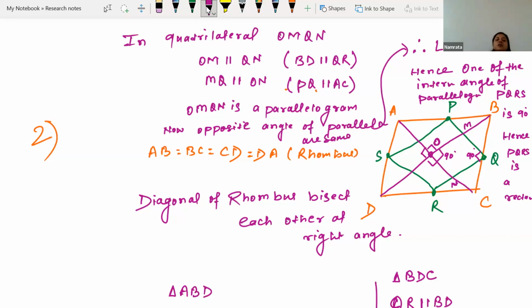Okay. The next one, let me check whether it will take a few minutes or more time. ABCD is a rectangle, PQRS are midpoints of the sides. It will take some time, Arya.